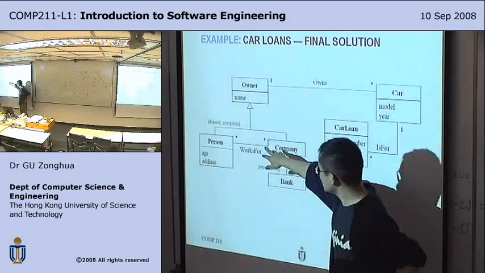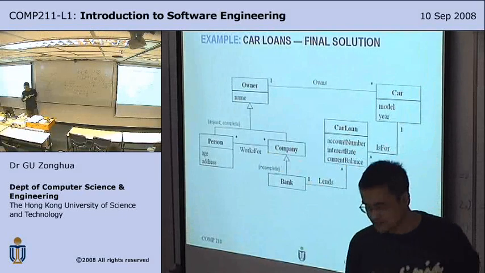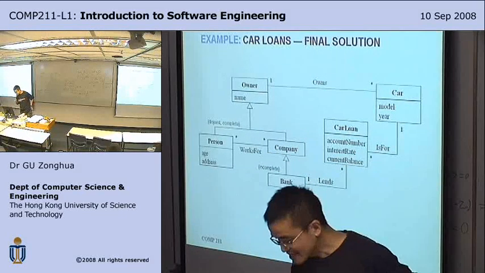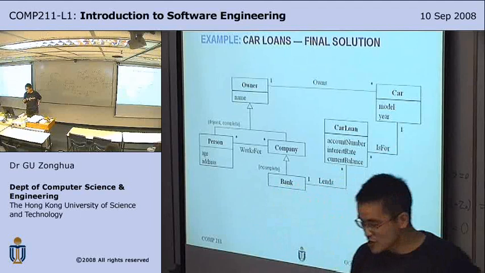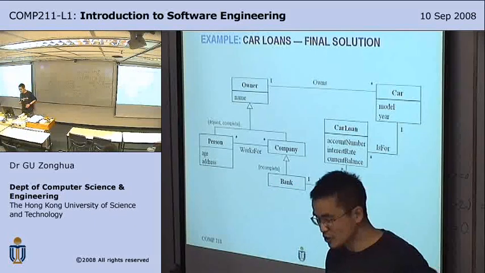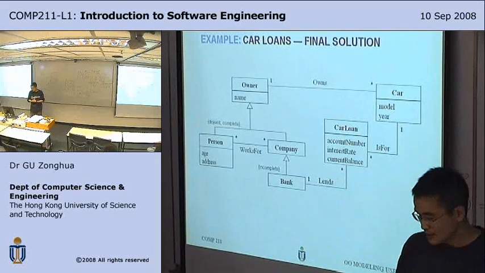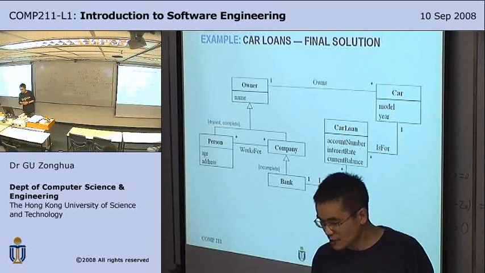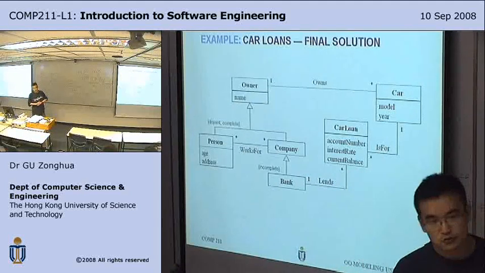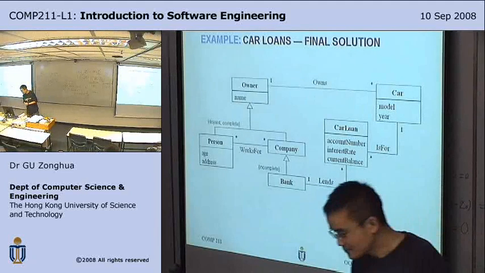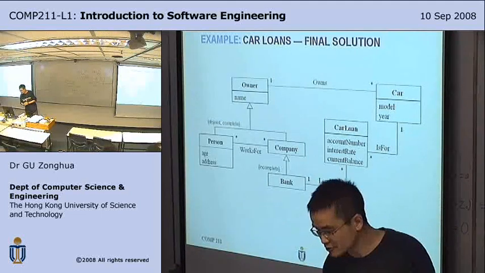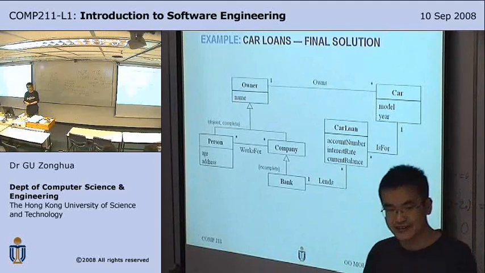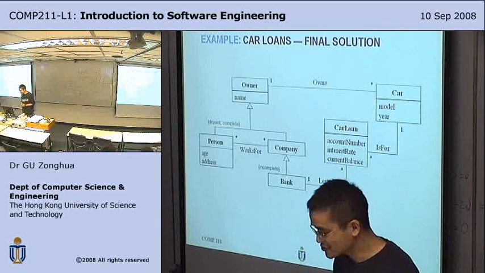It says disjoint, complete annotation there, because the person and company classes are disjoint. You can never be a person and a company at the same time. Even if you are a one-person company, they're still two different entities. They're complete because the owner should be either a person or a company. There's no third choice.